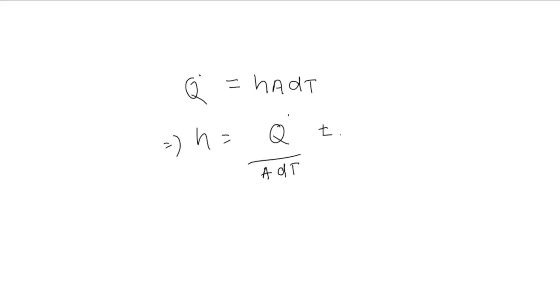The unit of Q dot is watt, because heat transfer rate is nothing but change of heat with respect to time. So the heat unit is joule per second, that is watt in SI unit. The area unit is meter square, dT unit is Kelvin. So the heat transfer coefficient is watt per meter square Kelvin.